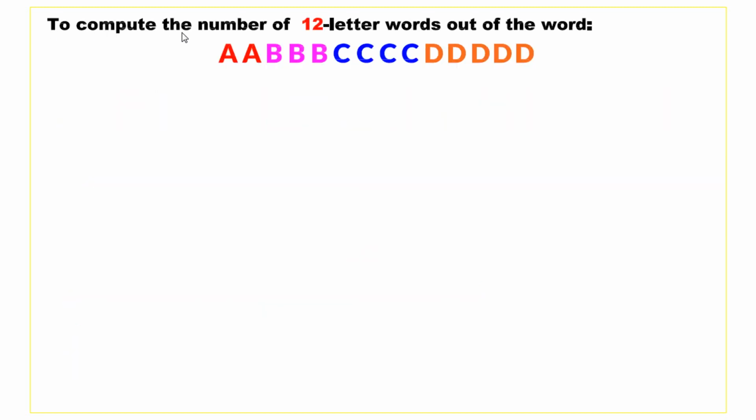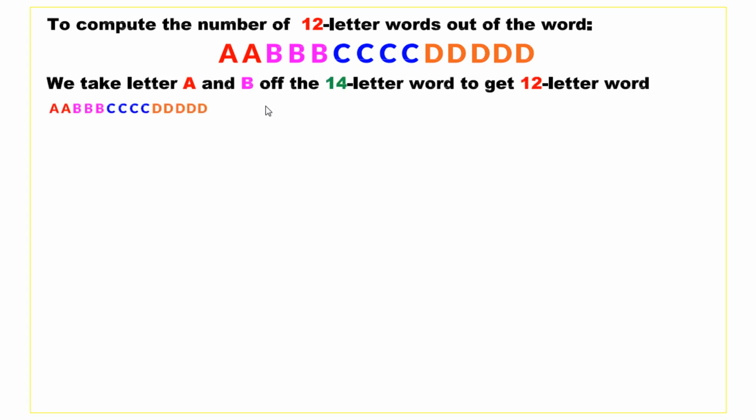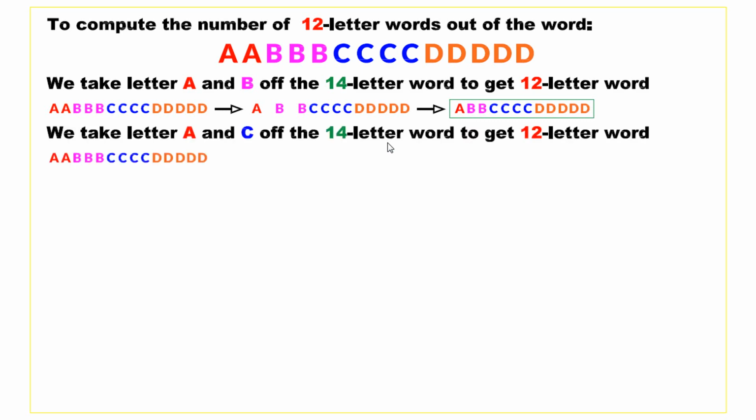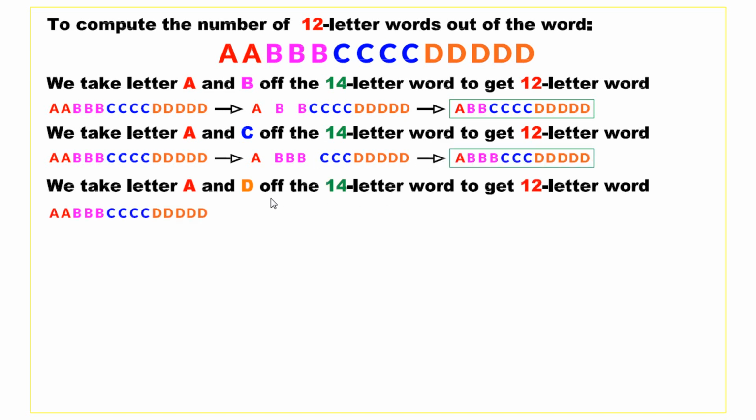So now to compute the number of 12-letter words out of this 14-letter word, we have to reduce it by 2 letters. So what do we do? We can take letter A off and B off. So we take A and B and we get this word with 12 letters, or we can take letter A off and C off and we get this 12-letter word. We can take A and D off and we get this 12-letter word.